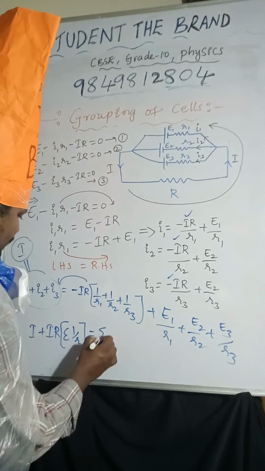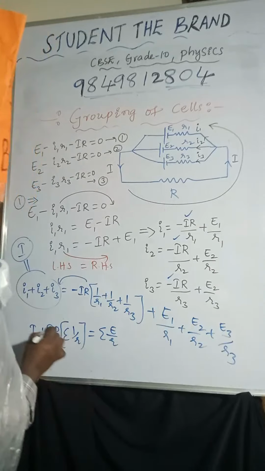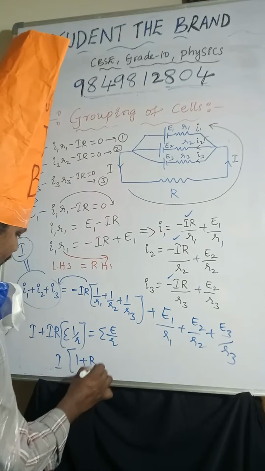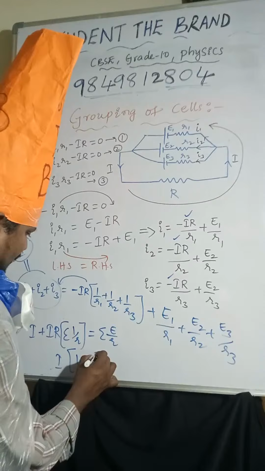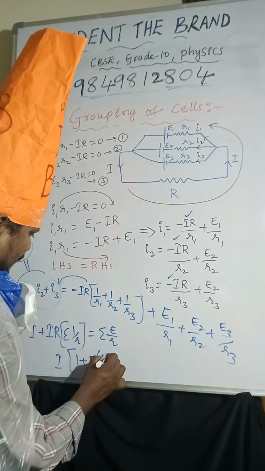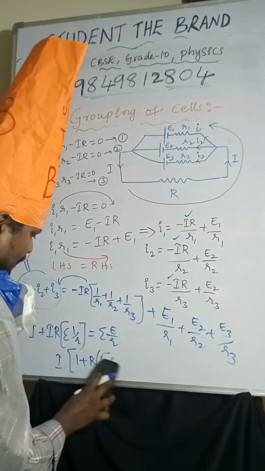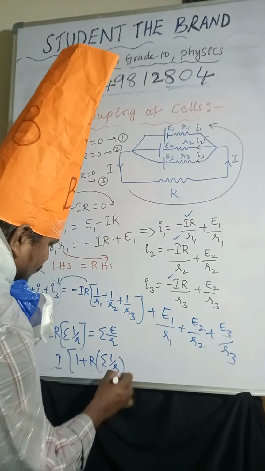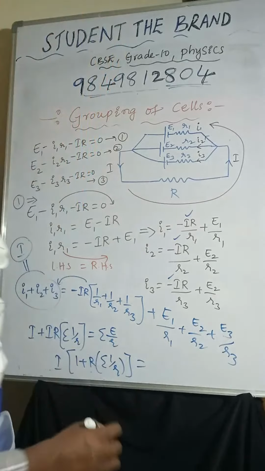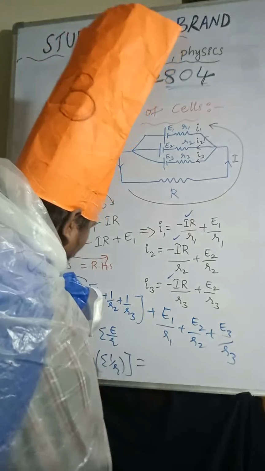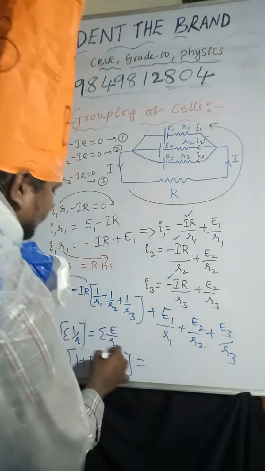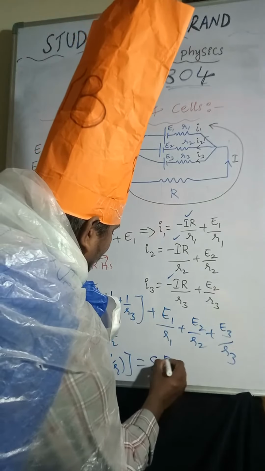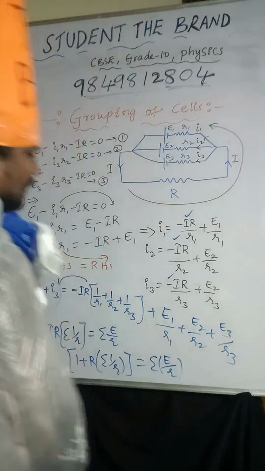So here sigma E by R. In these two terms we can take I common, 1 plus R, and this one is sigma 1 by R. If n number of resistors are connected, as I said, we can take this one as sigma 1 by R, and this one as sigma E by R.